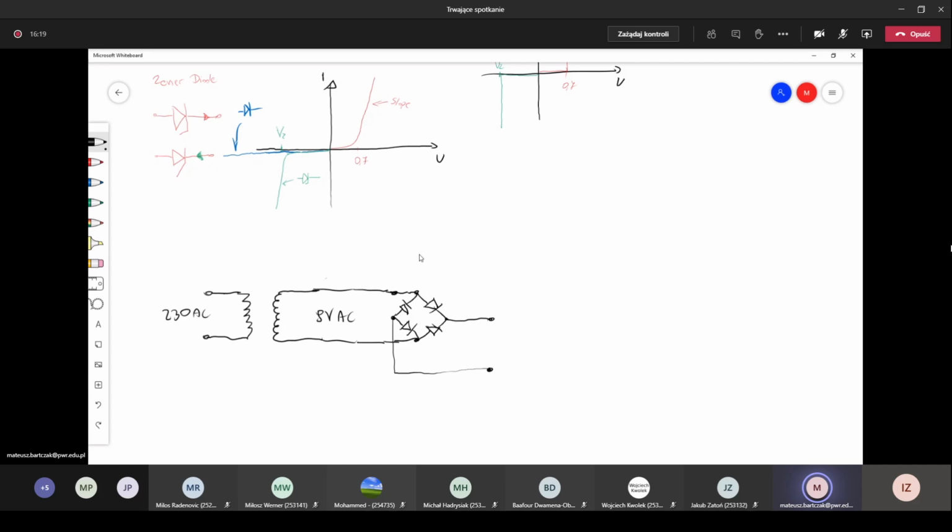Here we will have, because this is the full wave rectifier. Okay, we will have this voltage here. We will have upper half waves, 9 volts.